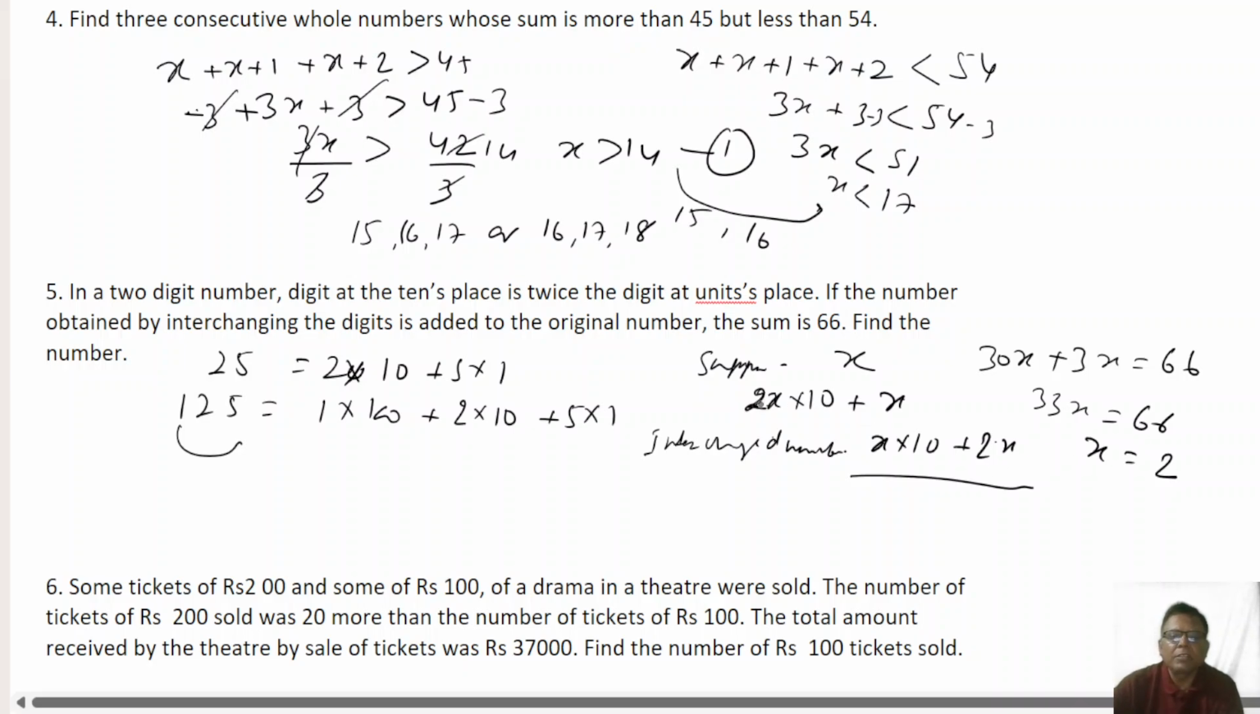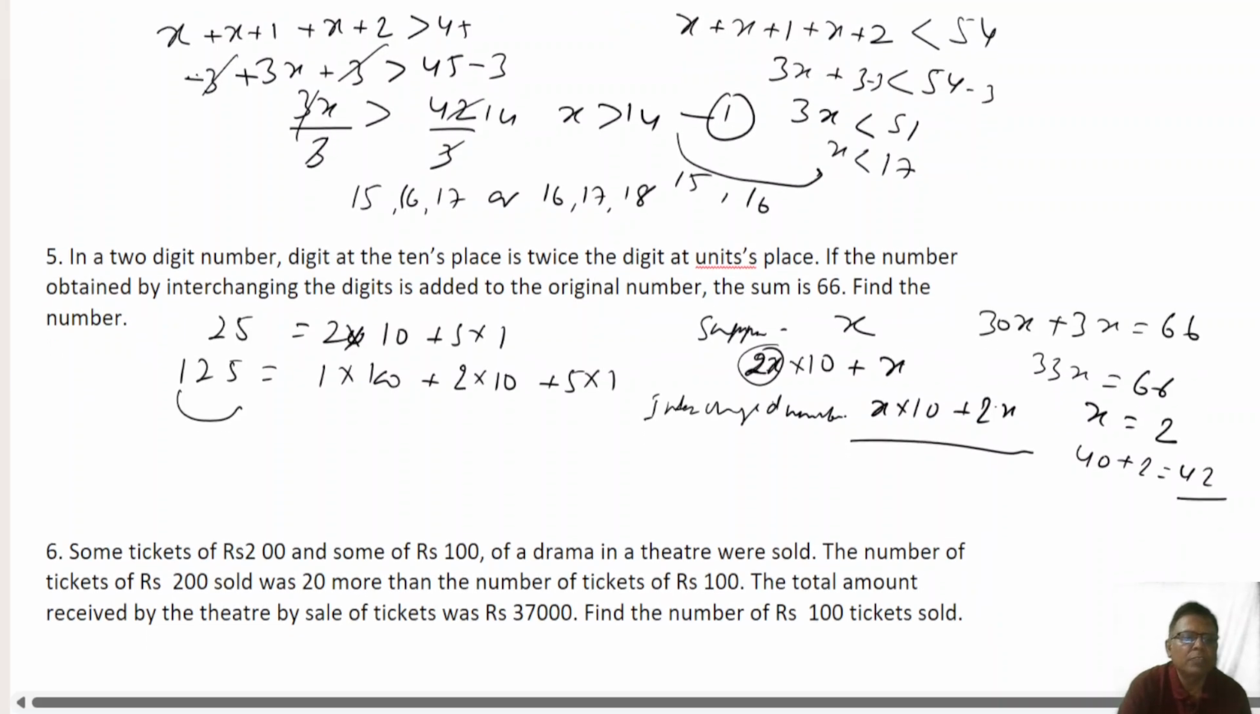Then the initial number is twice, that is 2x, so it will be 40 plus 2. That is 42. 42 will be the number. Now come to the next question.